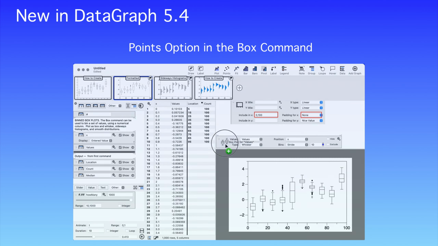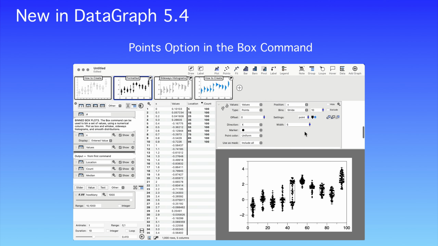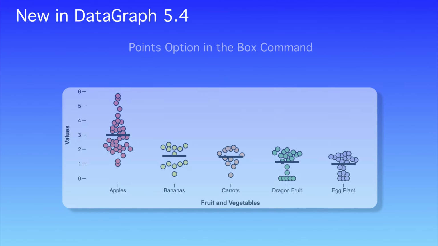Now, if you do this in DataGraph 5.4, we have added the option to control the width so that you won't have that problem with the points extending beyond the range of the box and whisker diagrams. And viewing the underlying data really is so important for understanding what the data looks like and being able to see the structure of the data itself. You can also use the points option on its own, create groups of points. You can even customize the colors or create color schemes.